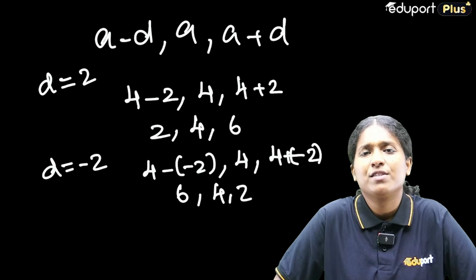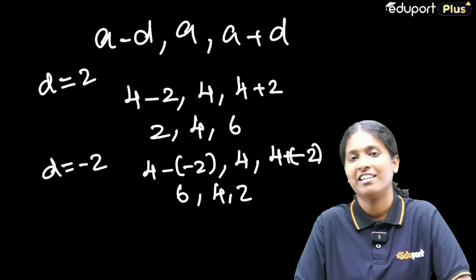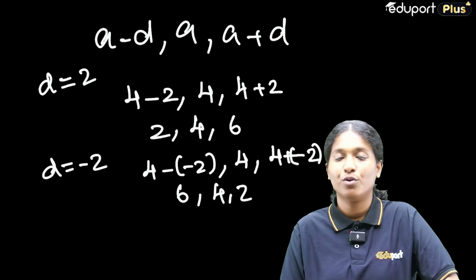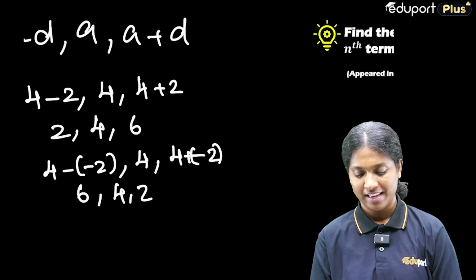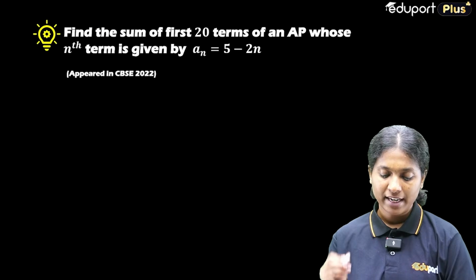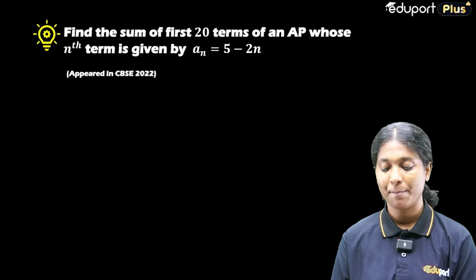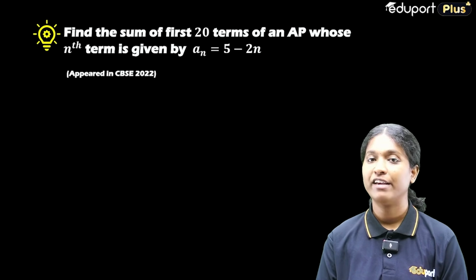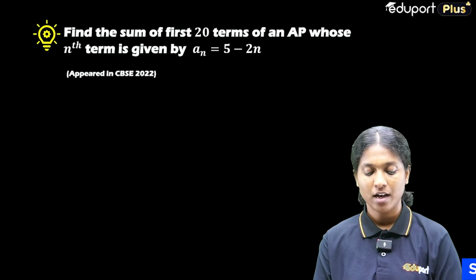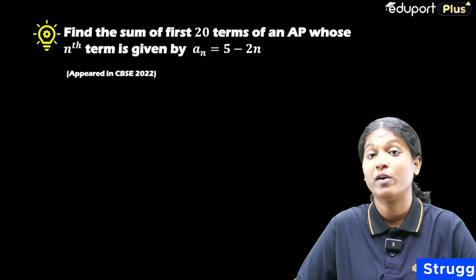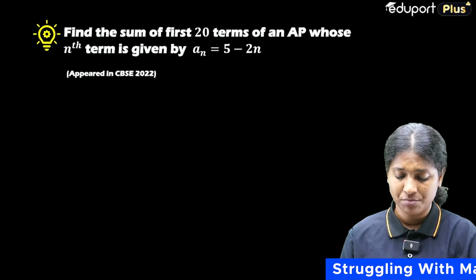And if it is an MCQ question, you do not have to do it this way. You can clearly guess, but if it is for 2 marks or 3 marks, you have to do it in this way. Okay. Then next question: find the sum of first 20 terms of an AP whose nth term is given by an is equal to 5 minus 2n. This question appeared in CBSE 2022. So find the sum of first 20 terms is asked.